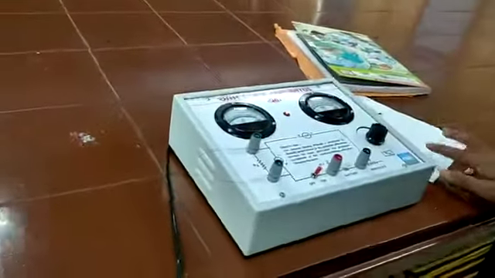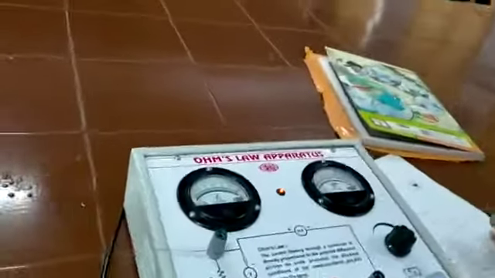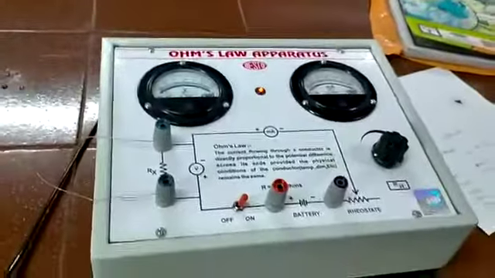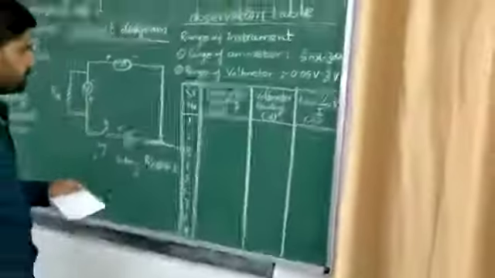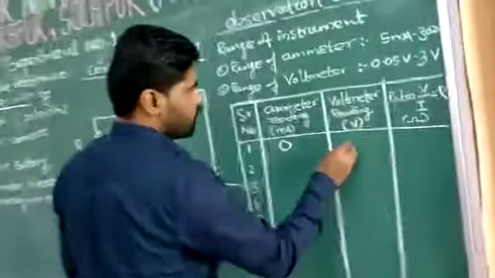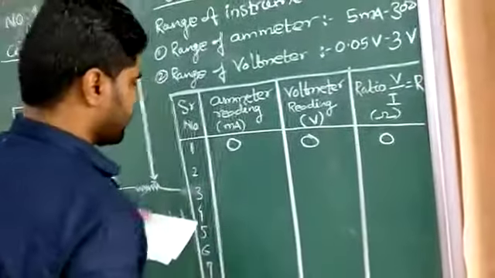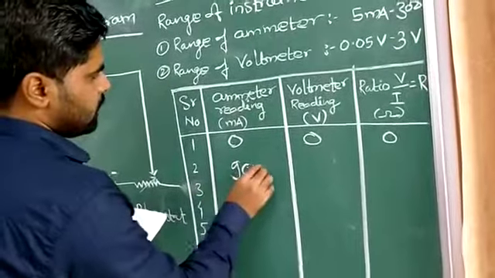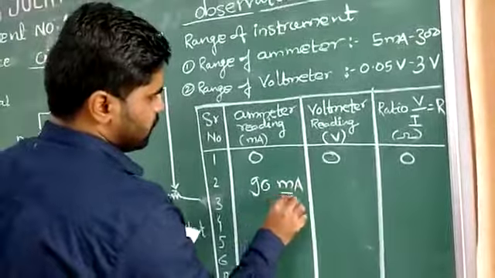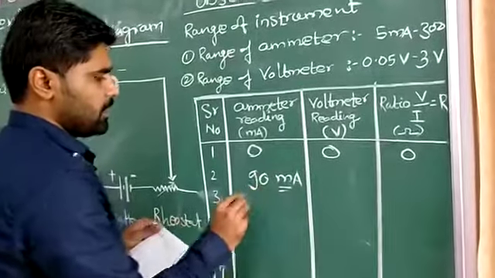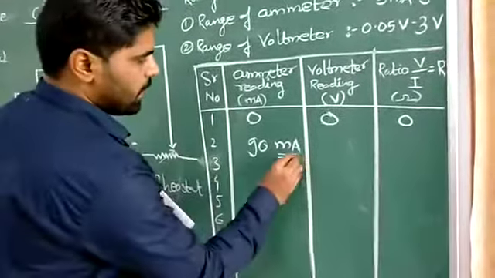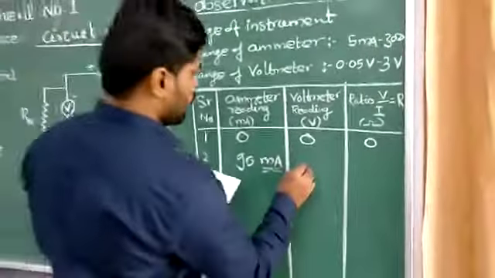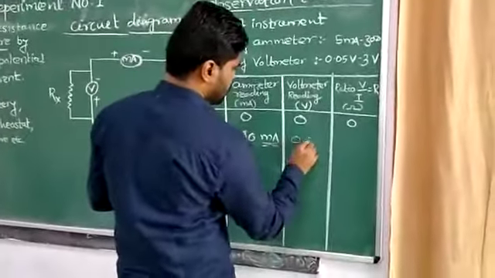When we get the current values and potential difference values, we have to write them down here. First reading we get 0, voltmeter reading also 0. Second reading we get 90 milliampere. When you calculate this, we have to convert the 90 into ampere. So the voltmeter reading is 0.25.